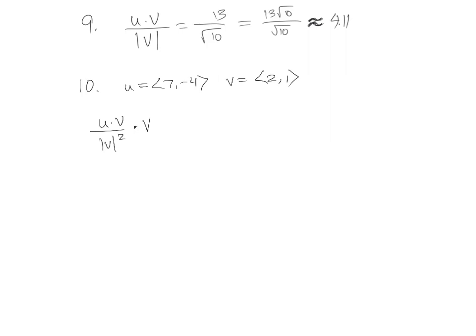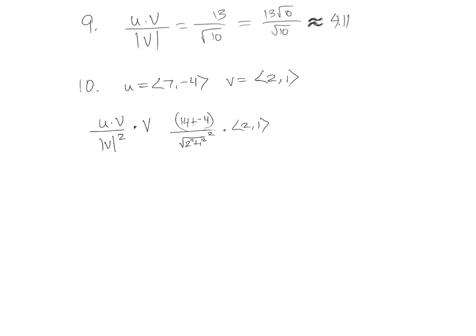So the dot product of u and v, if you multiply u and v together, you get 14 plus a negative 4. Okay, that's the top, u dot v. That's going to give you something here in a minute. And then the magnitude of v is the square root of 2 squared plus 1 squared. And then you got to square that. All right, and then we're going to multiply that by the vector 2, 1.